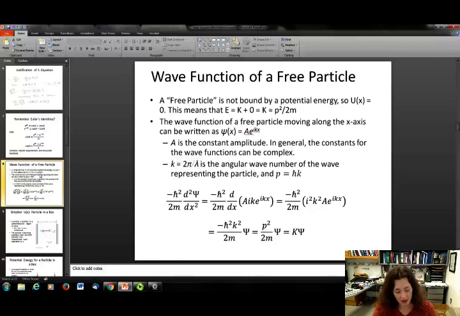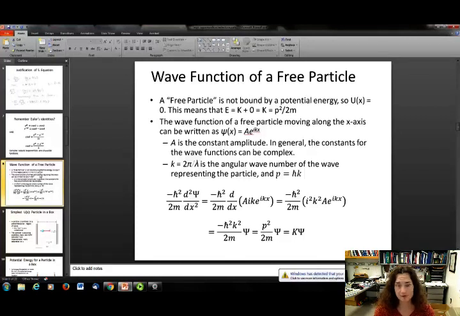That means that our total energy, E, is equal to just our kinetic energy. Since the Schrodinger equation is a classical equation, remember, he couldn't fit relativity into it, if U is equal to 0, our total energy is equal to our kinetic energy, which can be written 1/2 mv squared, or the momentum squared over 2 times the mass, p squared over 2m.